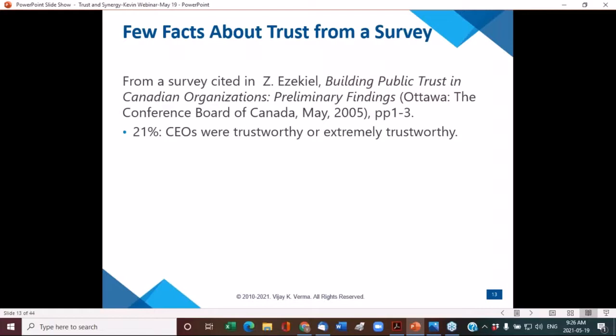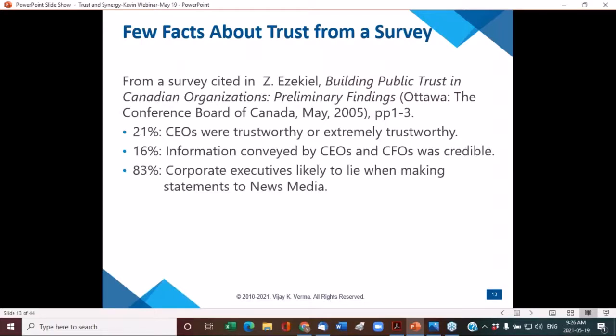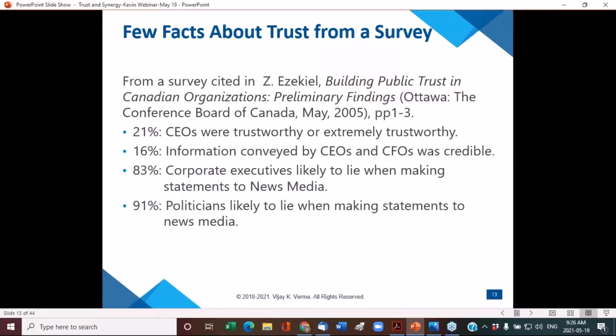21% of Canadians think that the CEOs were trustworthy or extremely trustworthy. So at least part of the people. 16% of the people surveyed think that the information conveyed by their CEOs and CFOs was credible. People were honest. But look at this one. 83% of people think that corporate executives are likely to lie when making statements to news media to make themselves look good or whatever the circumstances are.